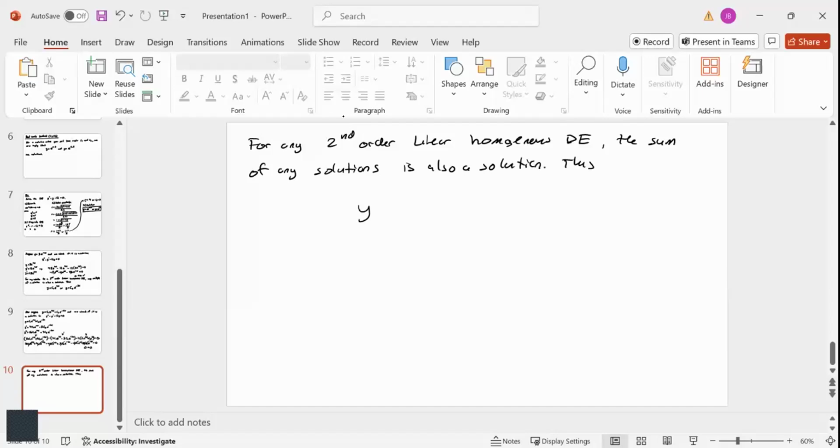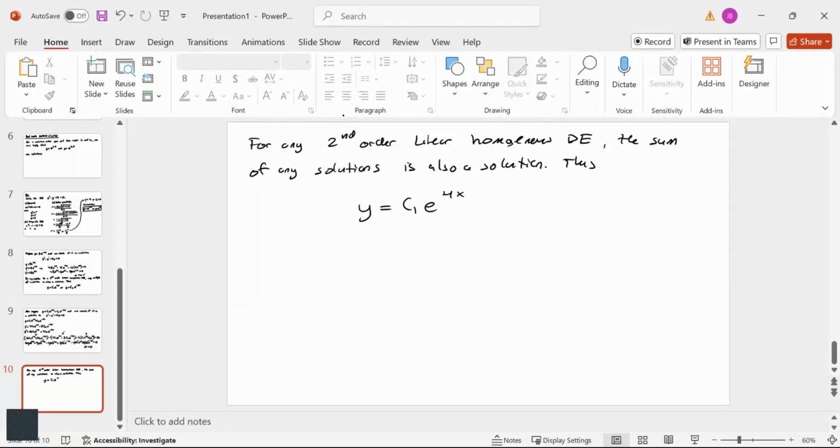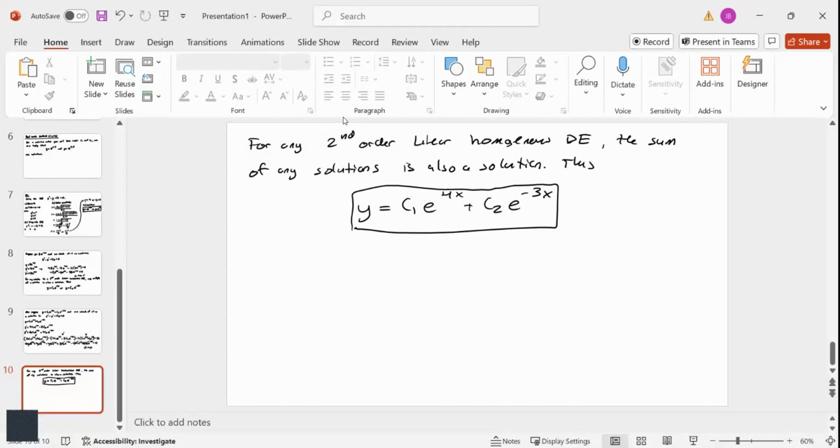Thus, y is equal to c1 e to the 4x, sorry, plus c2 e to the negative 3x. That is the true solution to this differential equation. Now, you'll never have to prove that or show that. You'll just go straight into the final answer. So let us bring that all back to a new example where we don't talk about that at all and we just go straight into solving a differential equation.